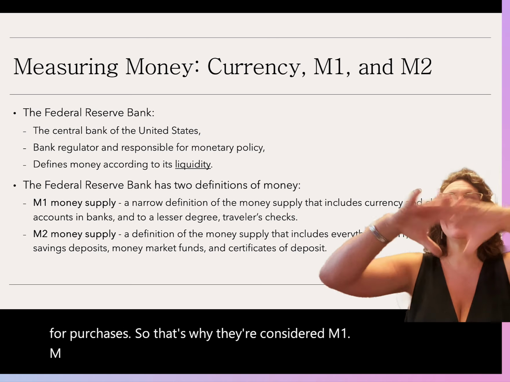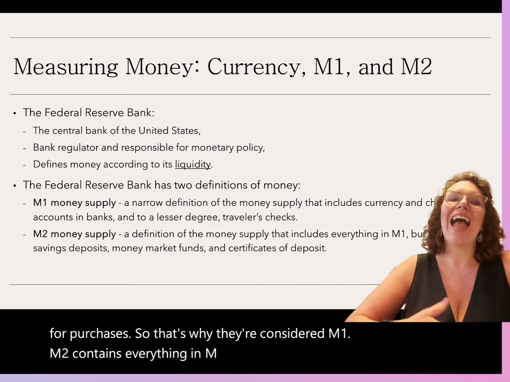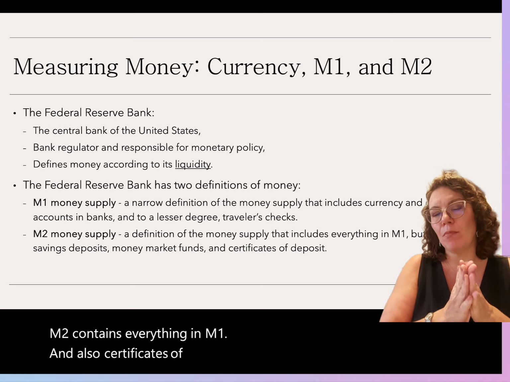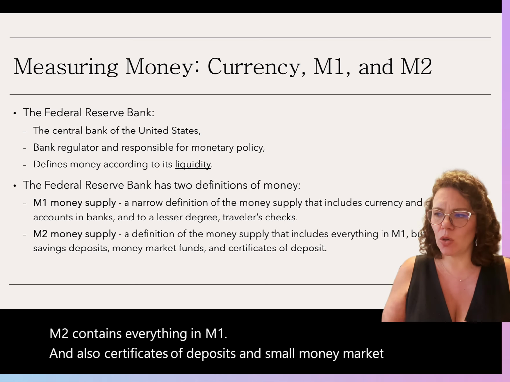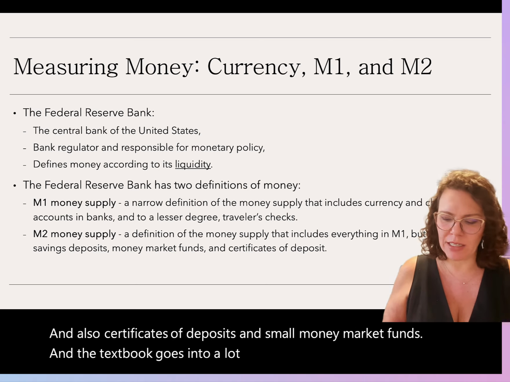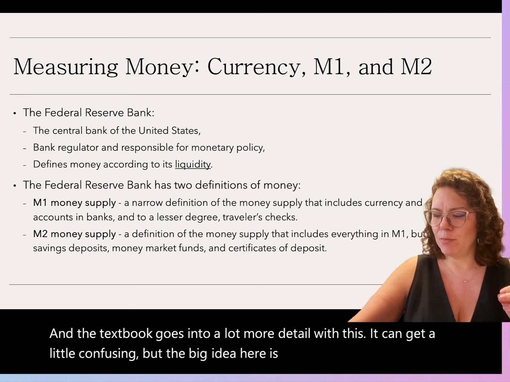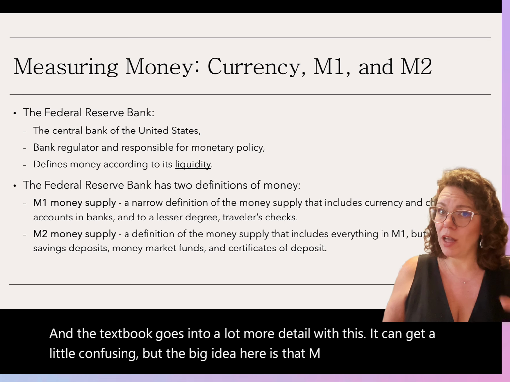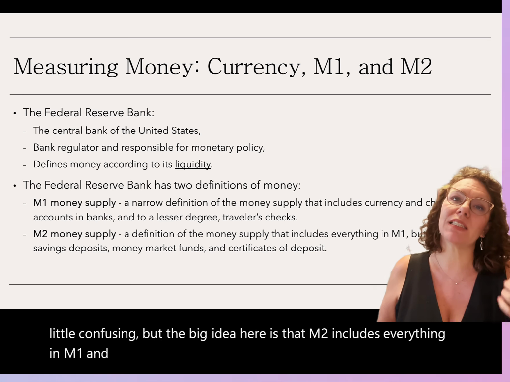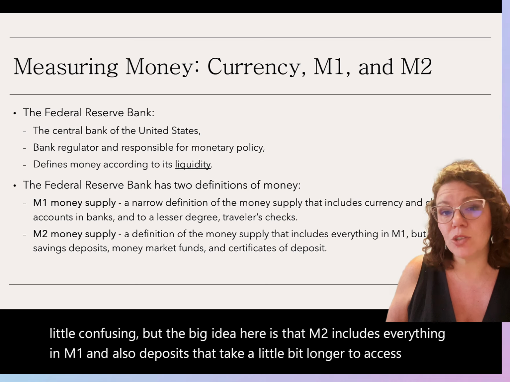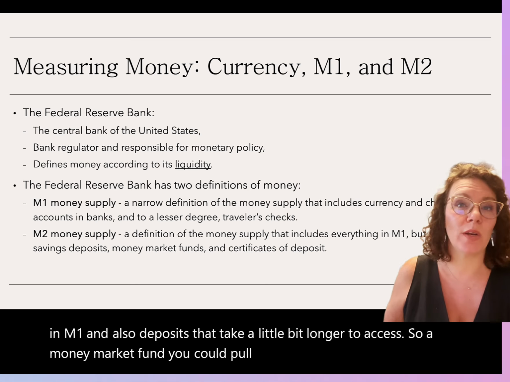M2 contains everything in M1 and also certificates of deposit and small money market funds. And the textbook goes into a lot more detail with this. It can get a little confusing, but the big idea here is that M2 includes everything in M1 and also deposits that take a little bit longer to access. So a money market fund you could pull cash out of, but it's going to take some time.